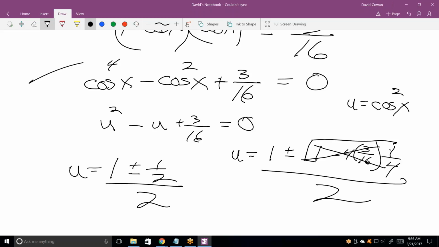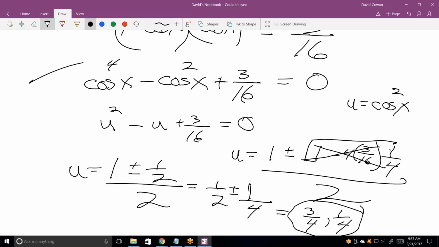which is 1/2 plus or minus 1. Okay. Hold on, 1/2 divided by 2 is 1/4. In other words, splitting this up into two fractions. Okay, so u is 1/2 plus 1/4 is 3/4. 1/2 minus 1/4 is 1/4. So there's our two solutions for u.